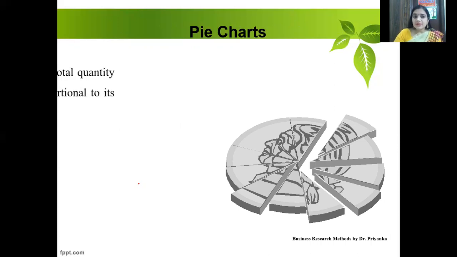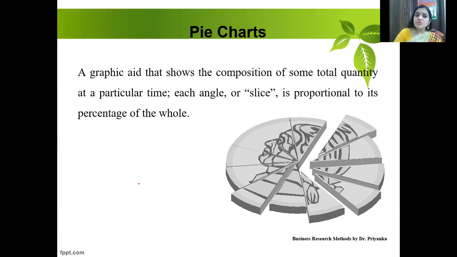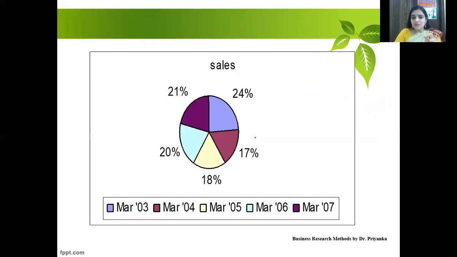Pie charts. A pie chart is a graphic aid that shows the composition of some total quantity at a particular time. Each angle or slice is proportional to its percentage of the whole. Like this, you can see, like pizza slices. You can see the percentages here in a pie chart. For example, you can check the sales of a company over years this way, right?